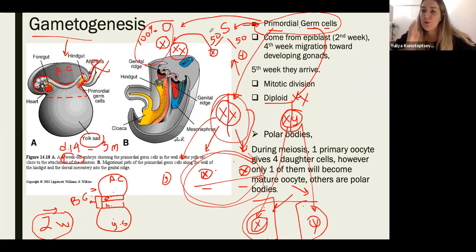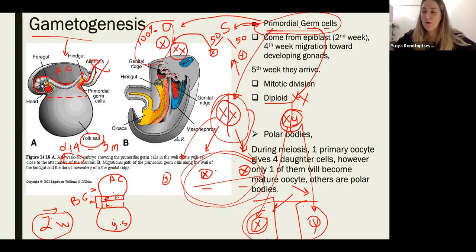We're trying to answer the question, where do PGCs come from? PGCs are arising from the epiblast during the 2nd week. So this is where they come from. They come from the epiblast during the 2nd week. So let's see if you get it correctly.